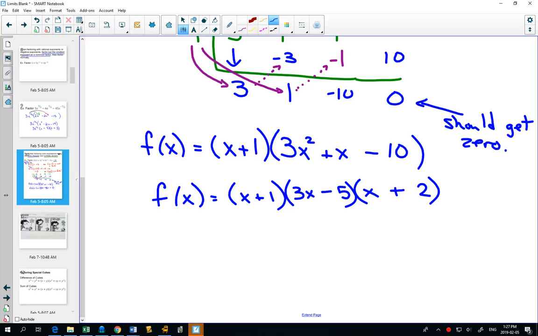Quick check, does that give me minus 10 at the end? Yes. Does it give me 3x squared? Yes. Does 6x minus 5x give me plus 1x? Yes. And now we've factored it completely.